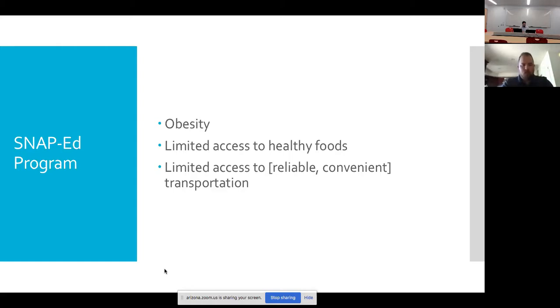So food access can look like limited access to healthy foods, also known as food deserts in a lot of the literature, and limited access to reliable and convenient transportation.